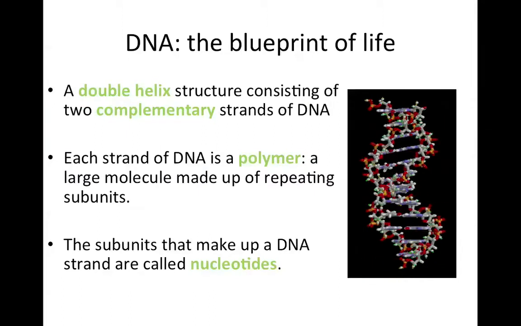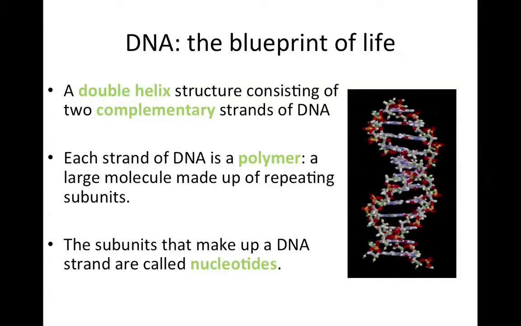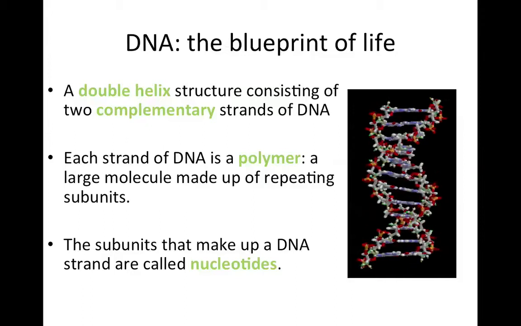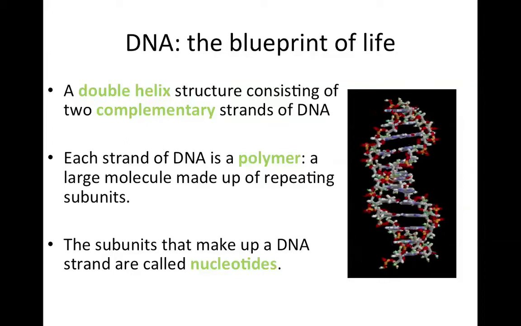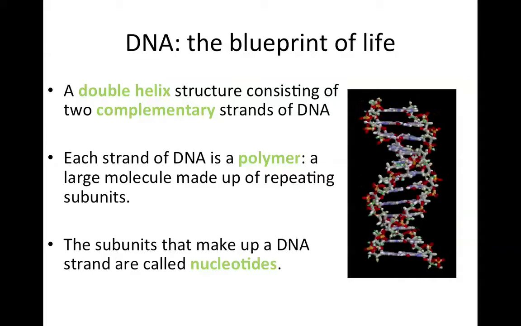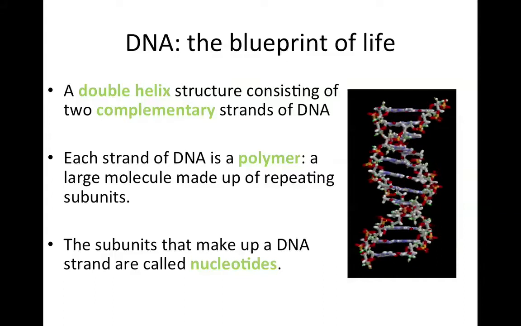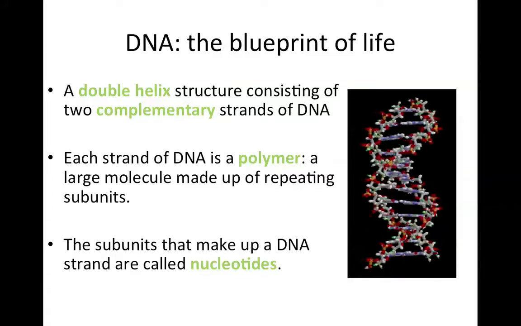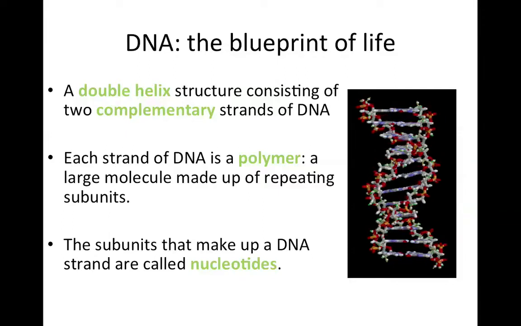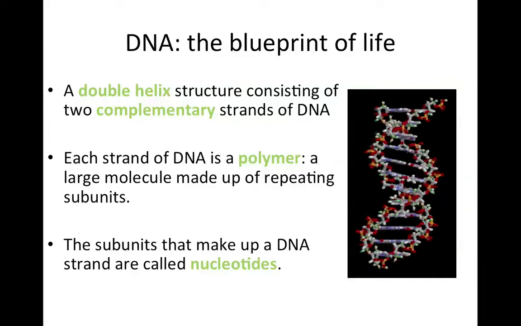DNA is sometimes referred to as the blueprint of life, and this is because it contains a set of instructions that code for proteins that enable a cell to function normally. It's also a molecule that needs to be copied when a cell or a living organism is propagating itself. That set of instructions needs to be passed on to the next generation so that it too can function normally and as it should. The structure of DNA forms a double helix structure consisting of two complementary strands of DNA.